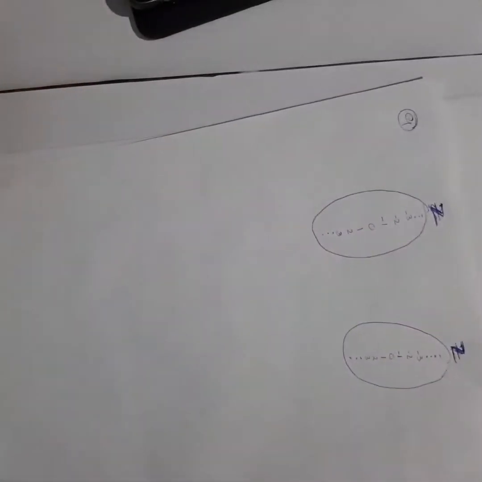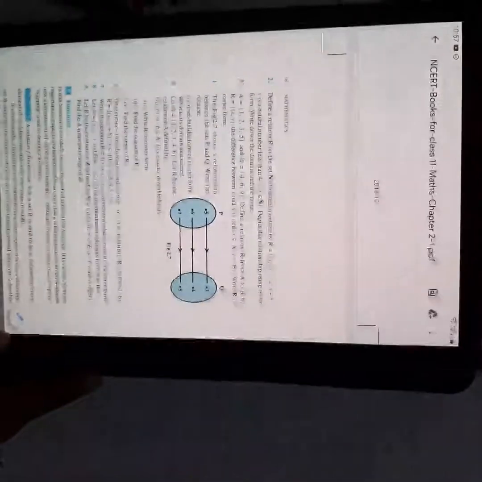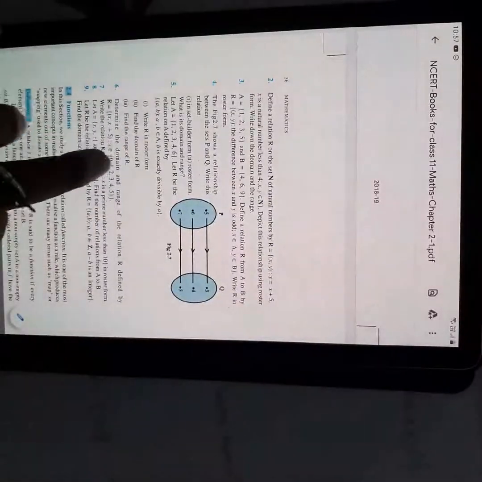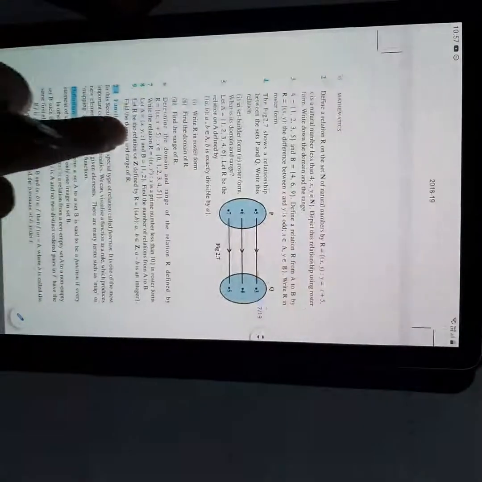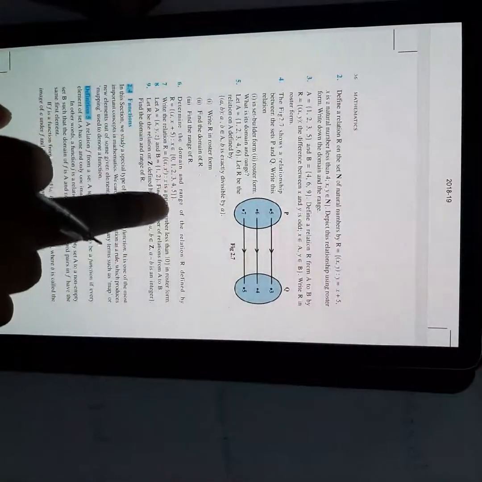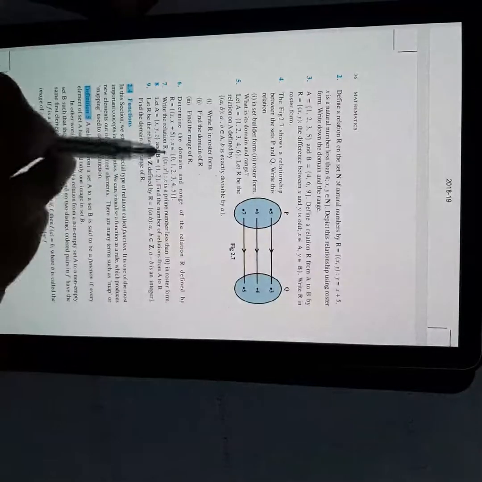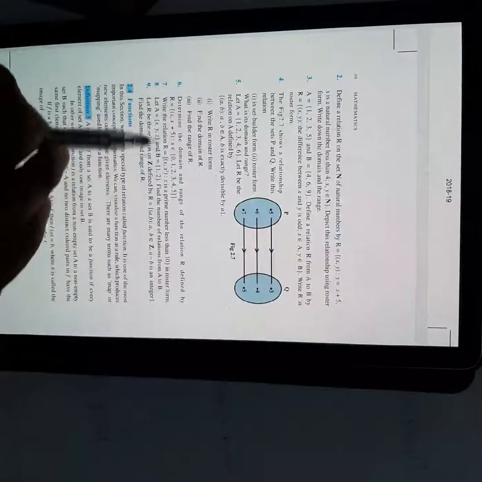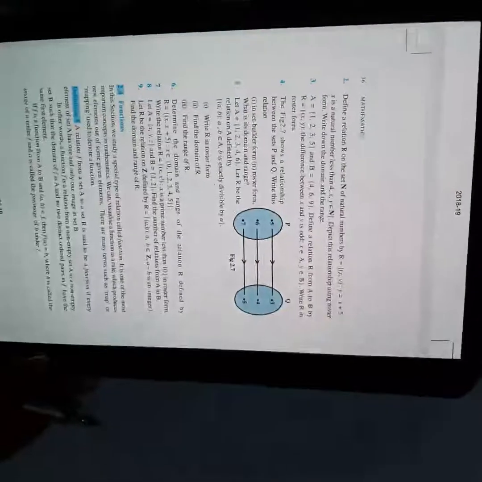Next, question number 6, right? So what does it say in question number 6? Determine the domain and range of the relation. So this time also you have to find the domain and range, but here the relation is given in a different format. They have just written it in a different format this time.